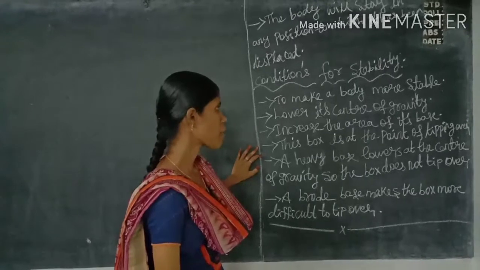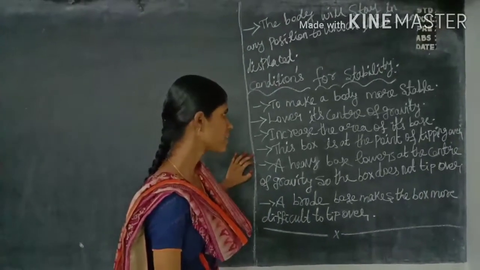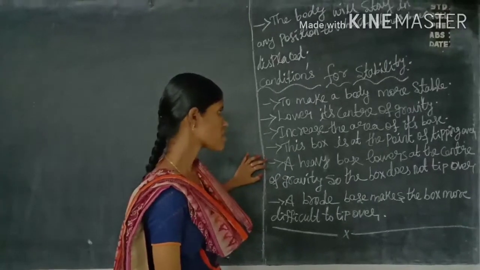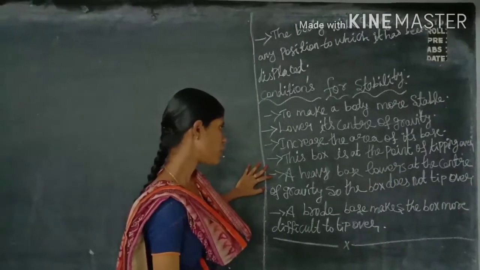Okay, then this box is at the point of tipping over. A heavy box lowers the center of gravity, so the box does not tip over. A broad base makes the box more difficult to tip over.